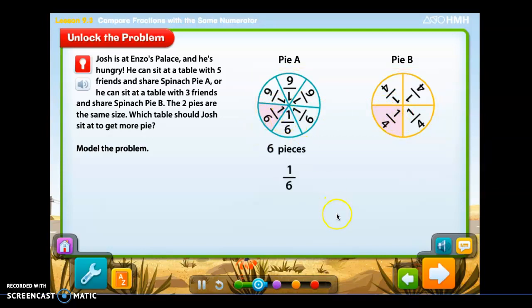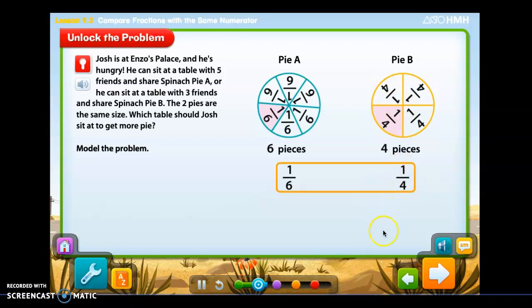Let's see. Pie A has 6 pieces that are each 1/6 of the pie, and pie B has 4 pieces that are each 1/4 of the pie. So pie A is divided into more pieces than pie B. But each piece of pie A is smaller than each piece of pie B. Pie B has larger pieces, so Josh will get more spinach pie. He'll get 1/4 of the pie.